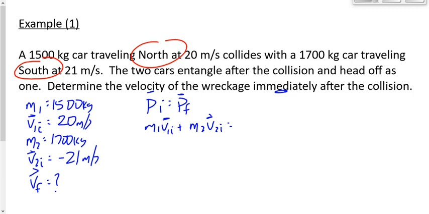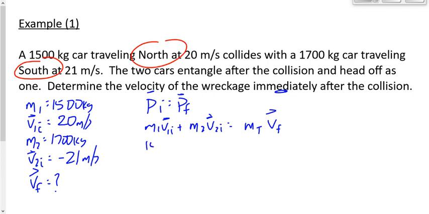Equals, how many objects do I have afterwards? 1. So I'm just going to call it mvf. I'll call it mt. What do you think T stands for? Total. The total mass times the final velocity. Does that make sense?